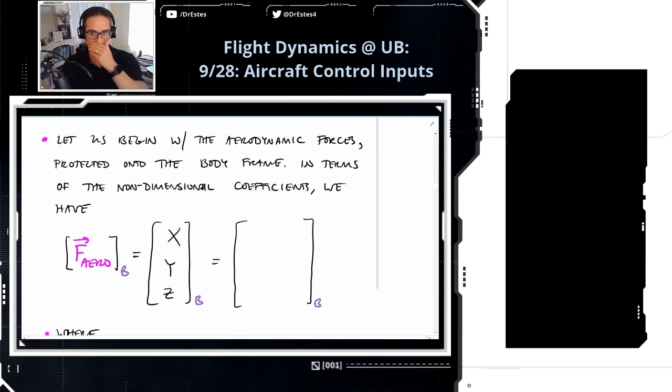All right, so we got the aerodynamic forces. Well, it turns out you can write the aerodynamic force in terms of these non-dimensional coefficients. So let's do that here. This is our first non-dimensional aerodynamic coefficient, C sub x. And then there's these two other terms which we'll talk about. And for y, we have this.